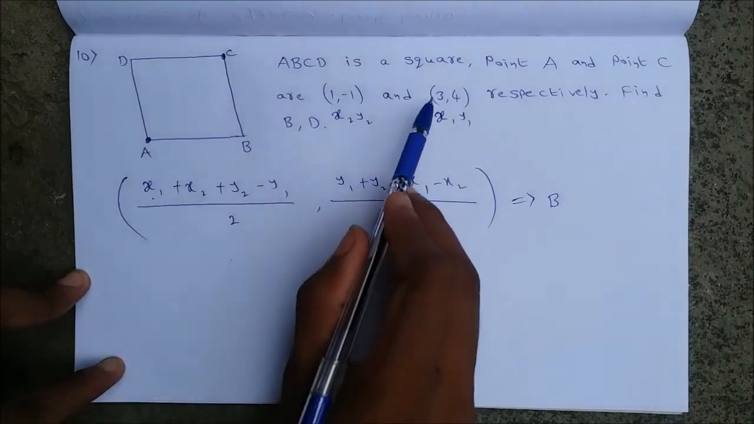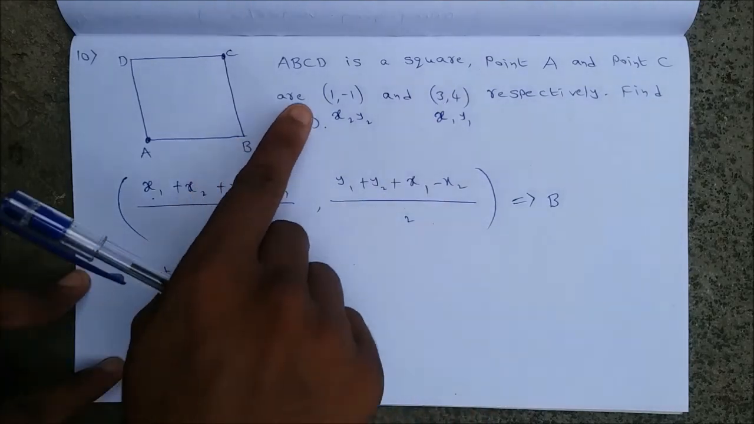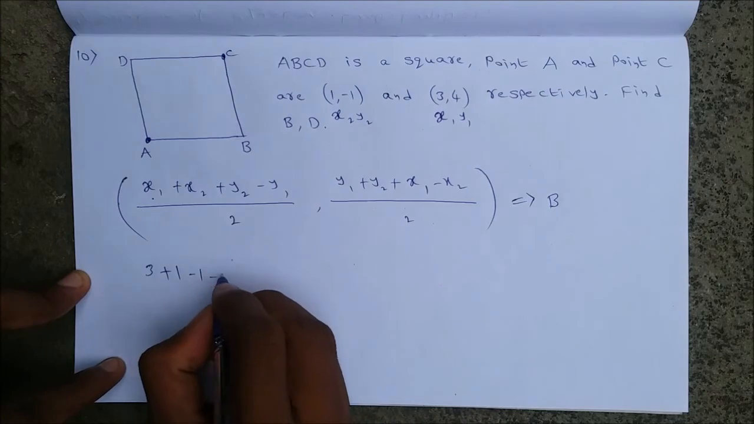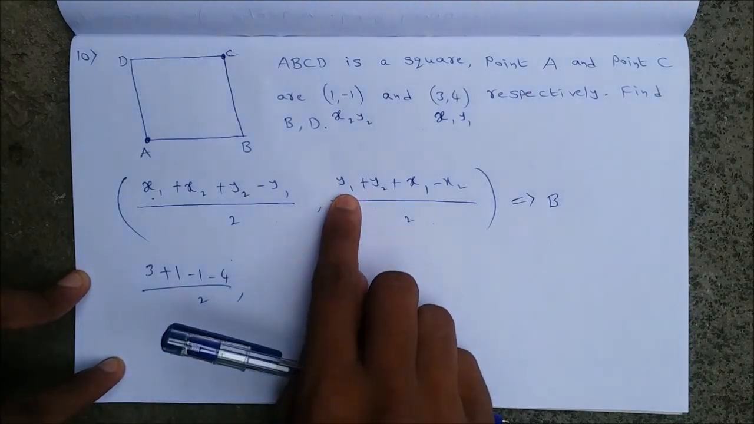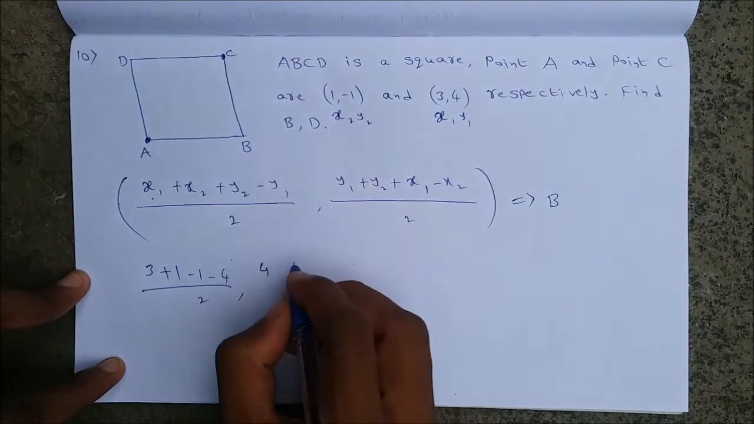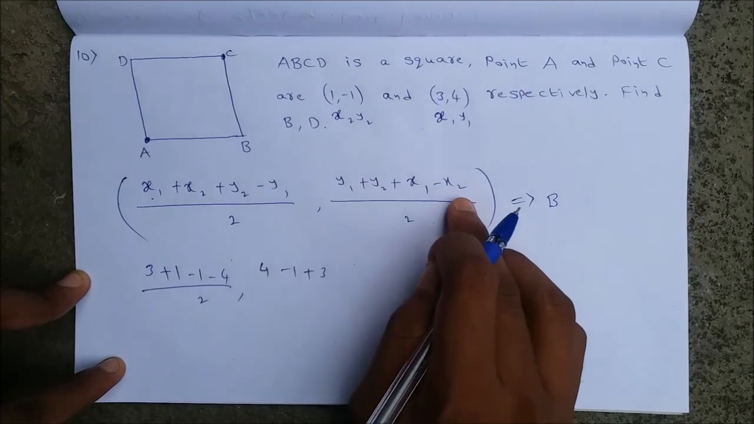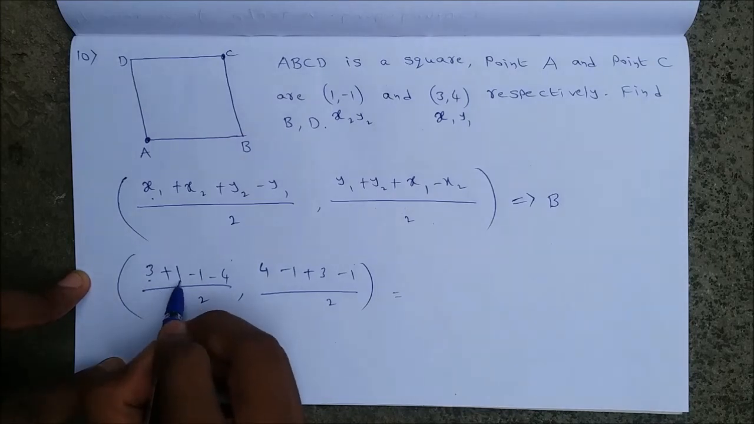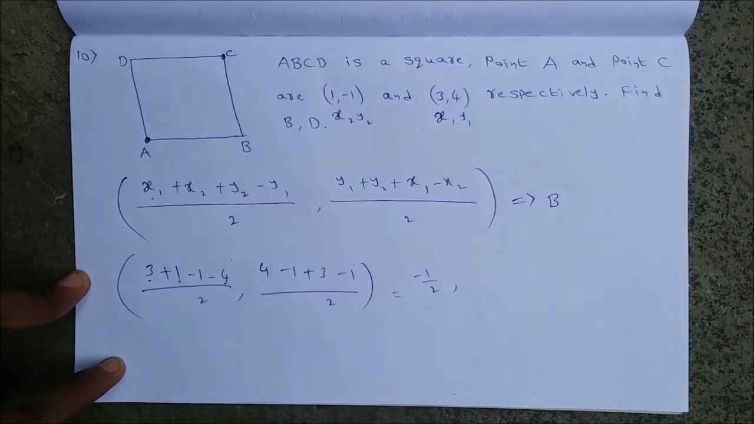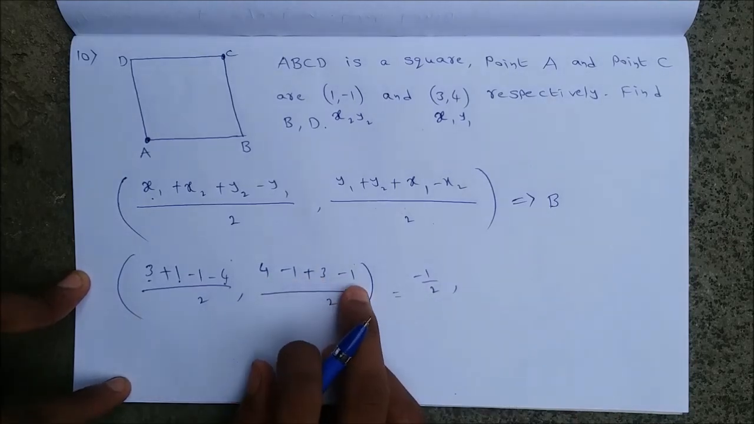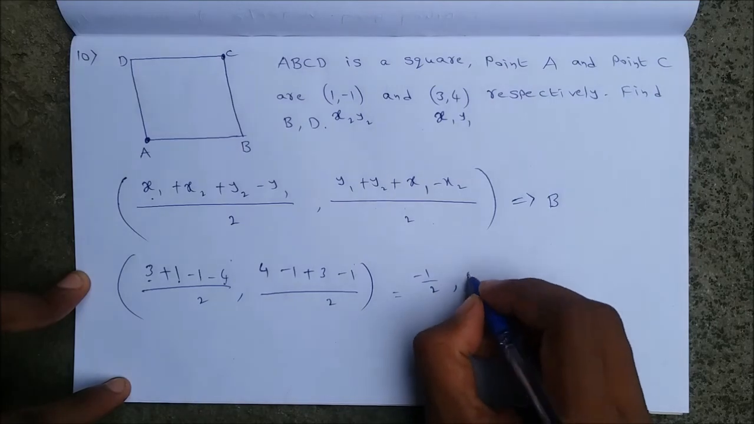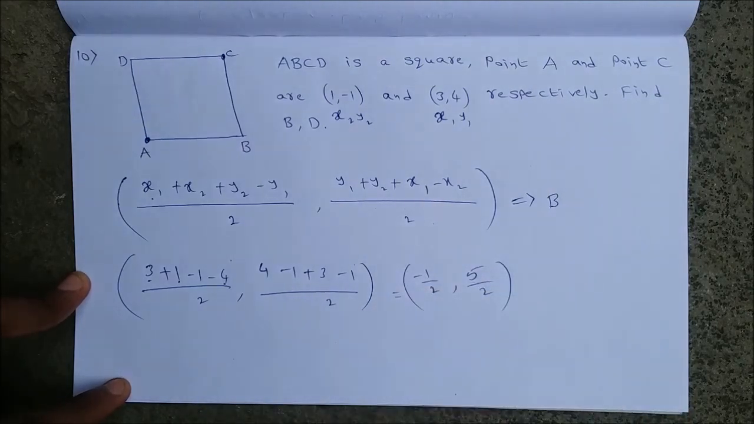So if we observe now, in the place of x1, 3, plus in the place of x2, 1. Next y2 minus 1, y1 4, minus 4, divided by 2, comma, y1 4, y2 minus 1, x1 3, x2 1, divided by 2. If we solve it, 3 plus 1 is 4, 4 minus 4 is 0, minus 1 by 2, comma, 4 plus 3 is 7, 7 minus 2 is 5, 5 by 2. So one of the points is (-1/2, 5/2).